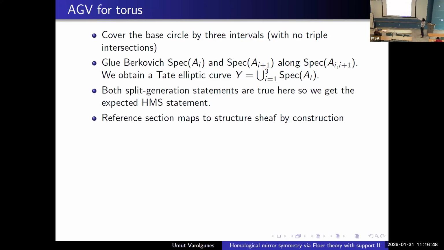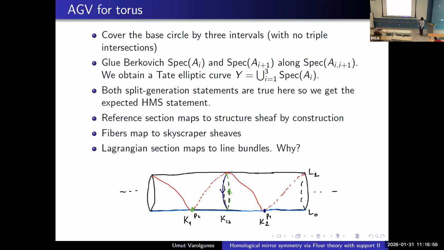Yeah, so the reference section, this blue section, maps to the structure sheaf by construction. You can check fibers map to skyscraper sheaves under this HMS functor. But what I want to highlight is that any Lagrangian section maps to a line bundle.